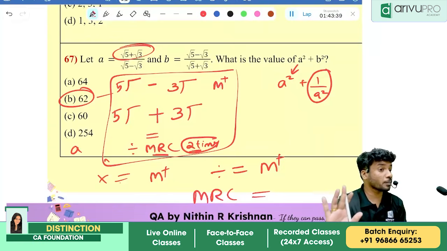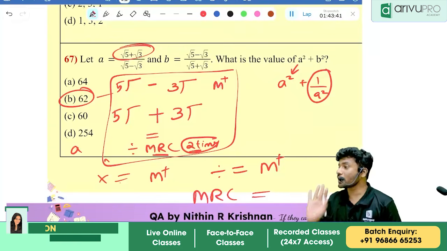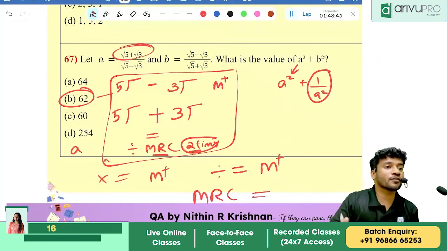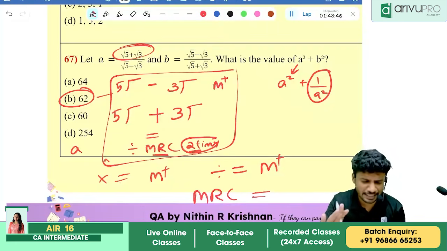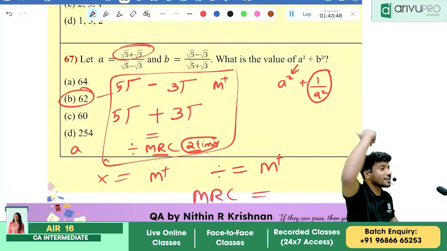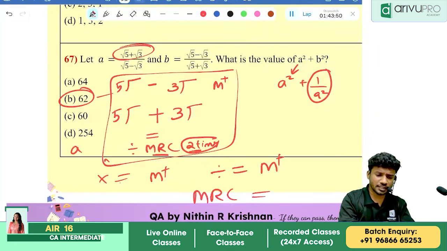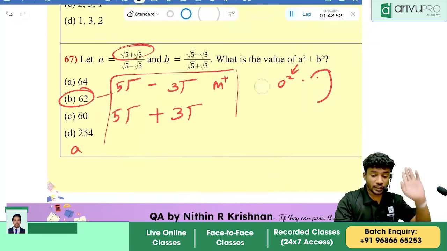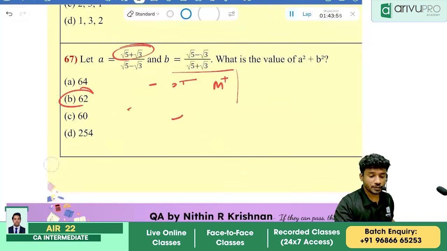Use the calculator properly. Within 10 seconds you can solve it. Otherwise it will take 3-4 minutes. Understood? Any doubt? Right away ask me. Any doubt? Yeah. Again the calculation part. I'll explain it again, from the beginning. Do it along with me. Okay. Yes.